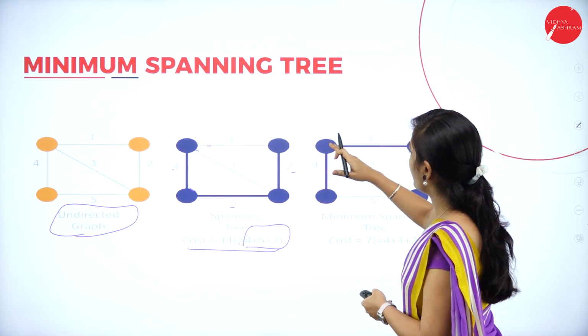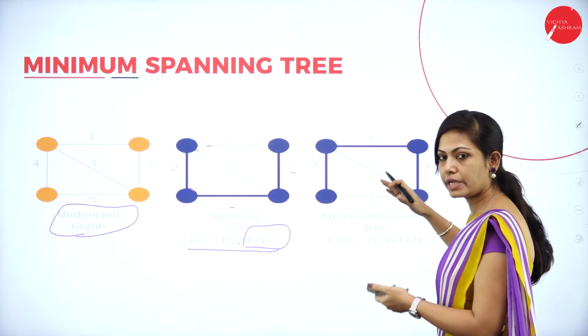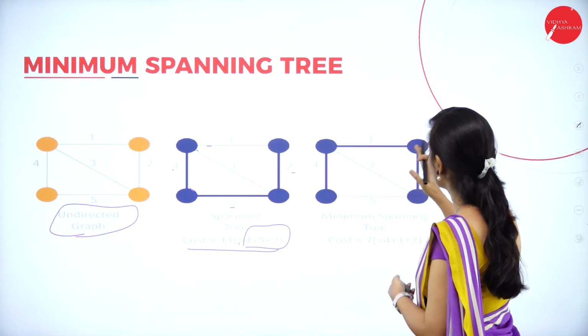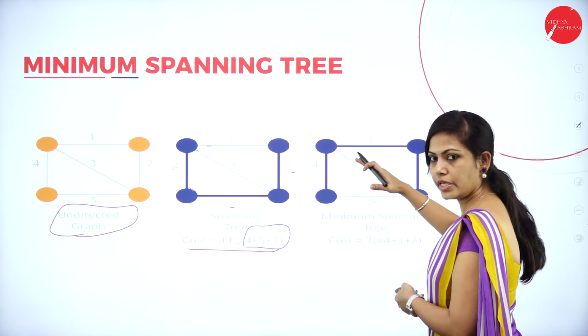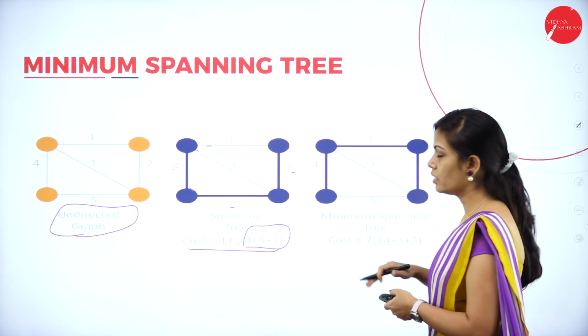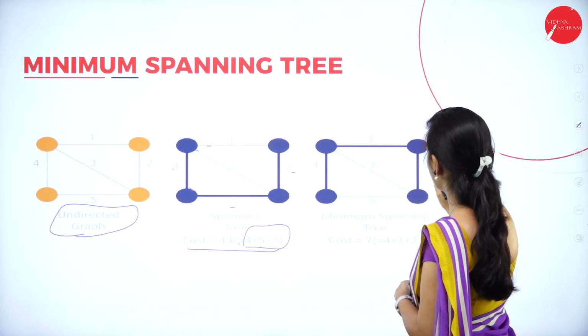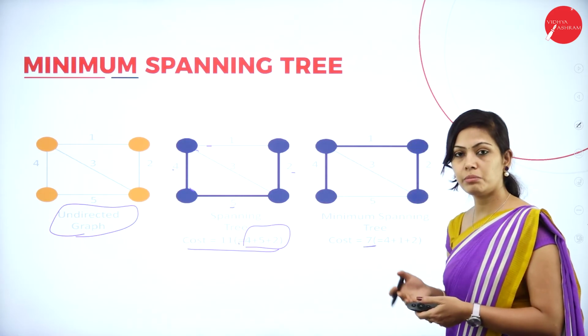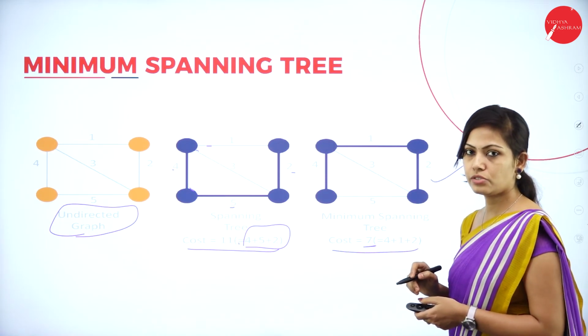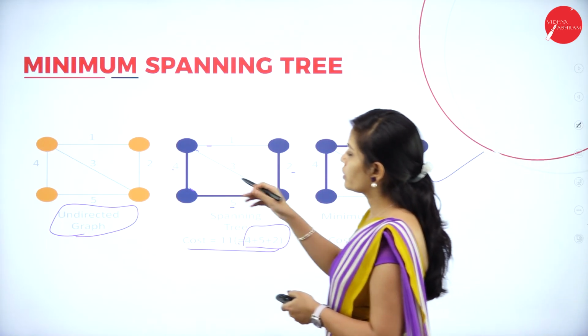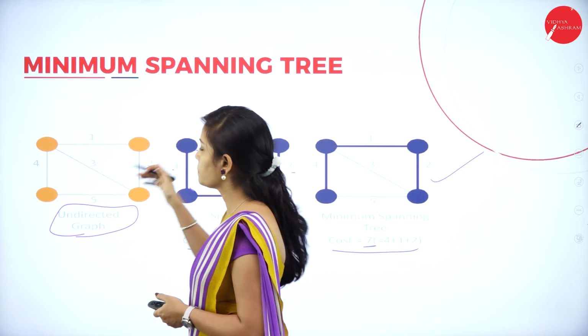Here I have not connected this again because it will create a cycle. I have removed this 2 edge, this 3 edge and the edge 5. So you will get 4 plus 1 plus 5 plus 2, that is 7. So which is the minimum spanning tree here? This is called the minimum spanning tree. Is that clear? So you can write all the possibilities here.